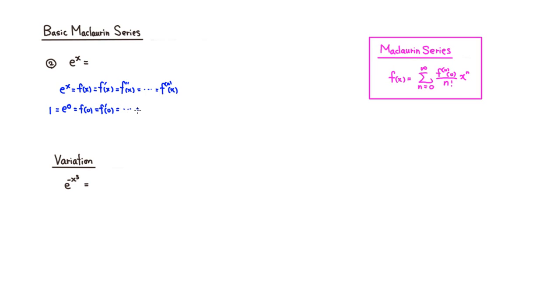So all these derivatives evaluated at 0 are all 1s, all right? So I'm going to just do that. So f nth derivative of x evaluated at x equals 0.